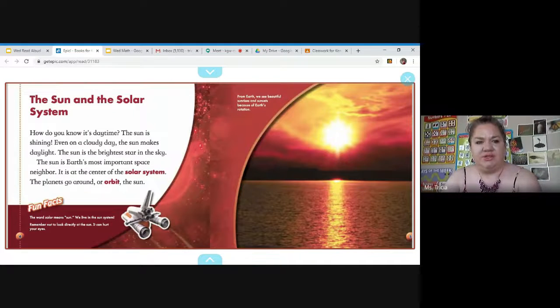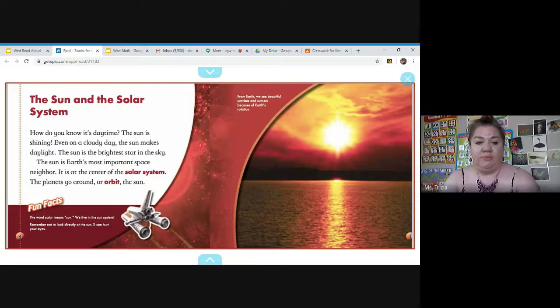So the sun in the solar system. How do you know it's daytime? Because the sun is shining. Even on a cloudy day, the sun makes daylight. The sun is the brightest star in the sky. The sun is Earth's most important space neighbor. It is the center of the solar system. The planets go around, or orbit, the sun.